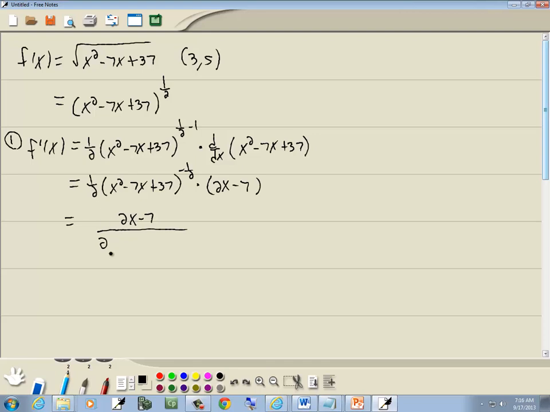This 2 that's already in the denominator stays in the denominator. This part with the negative exponent I'm going to take back down to the denominator, so that becomes x squared minus 7x plus 37 to the positive 1/2. Anytime you move anything to the opposite part of a fraction, the sign of the exponent changes. So the negative 1/2 becomes a positive 1/2. Let me put this back in radical form. So we have 2x minus 7 over 2 square root of x squared minus 7x plus 37.